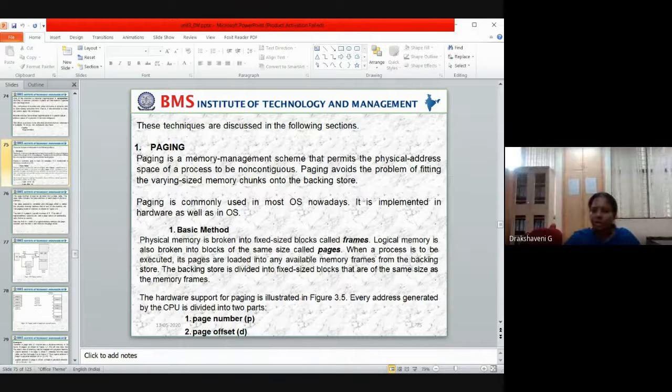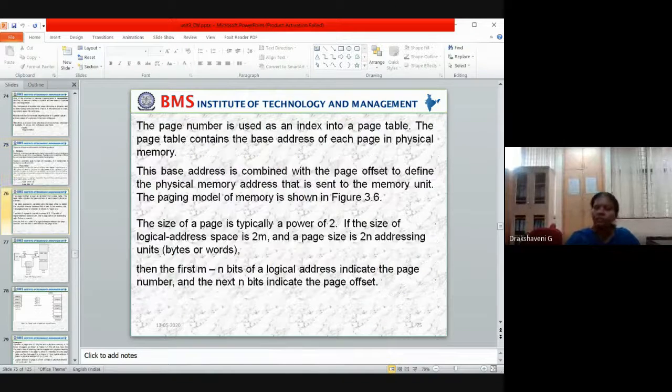Every address generated by the CPU is divided into two parts. One is the page number, which stands for P, and the other is the page offset. The page number is used as an index into a page table. The page table contains the base address of each page in physical memory. The base address is combined with the page offset to define the physical memory address that is sent to the memory unit. So that's what you can see here.